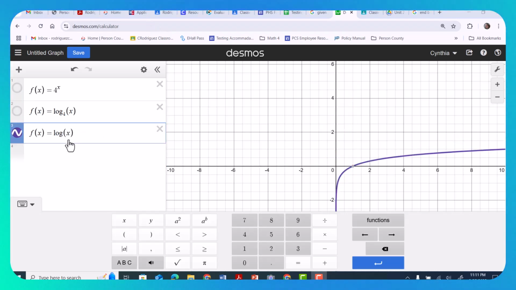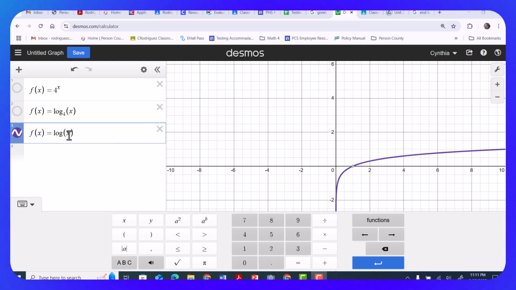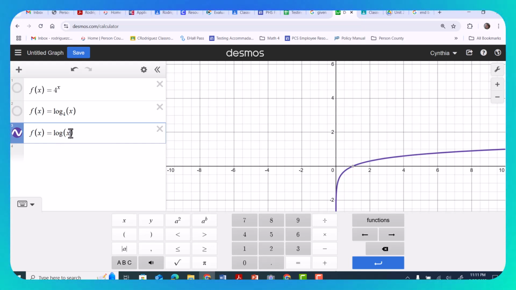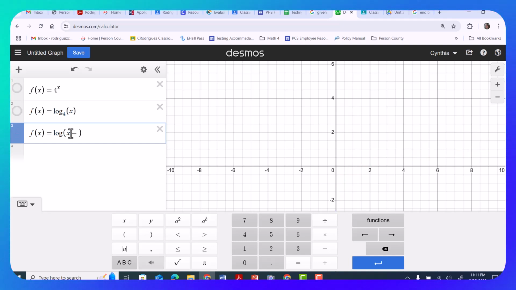All right, now we're going to graph, look at number 18. We want to state the domain for f of x equals log(x minus 8) plus 11. So I'm going to start with the basic parent function log of x. Okay, and then we're going to subtract 8 inside the parentheses with the x, and then we're going to add 11.